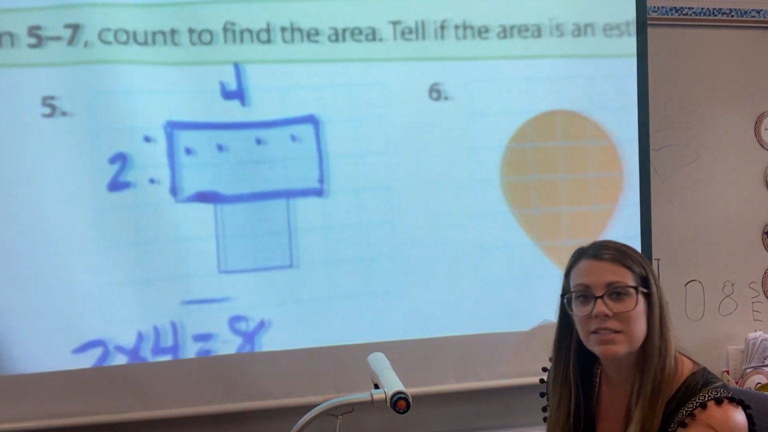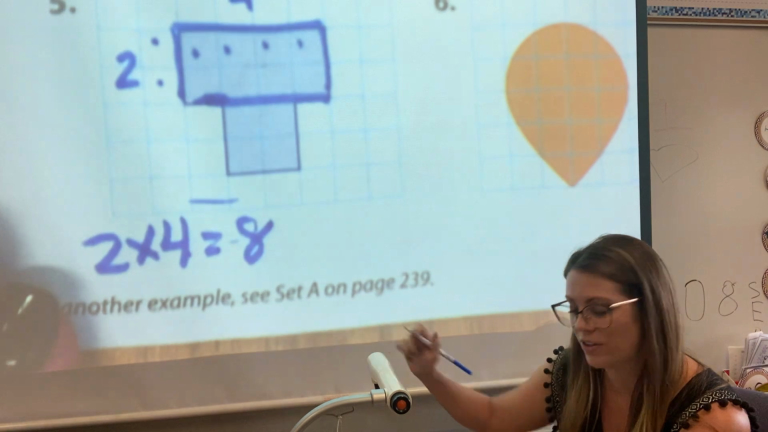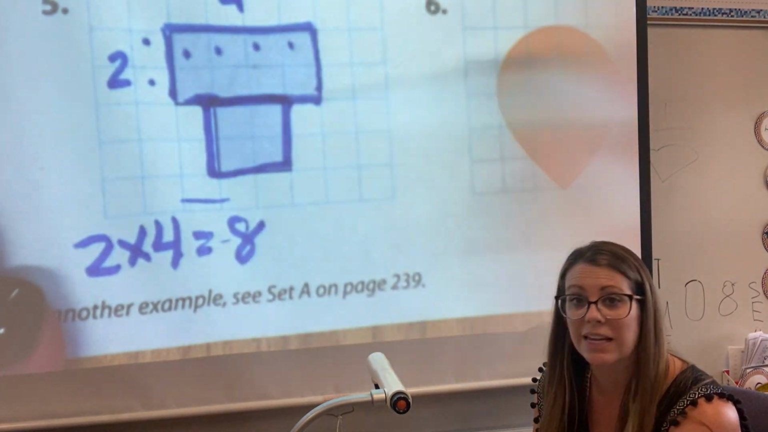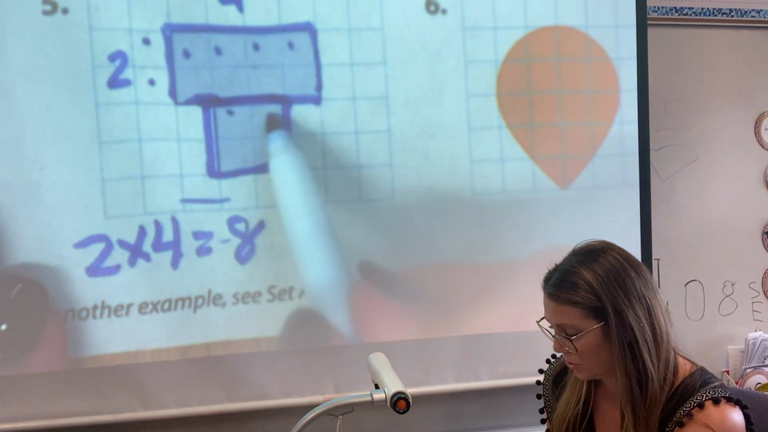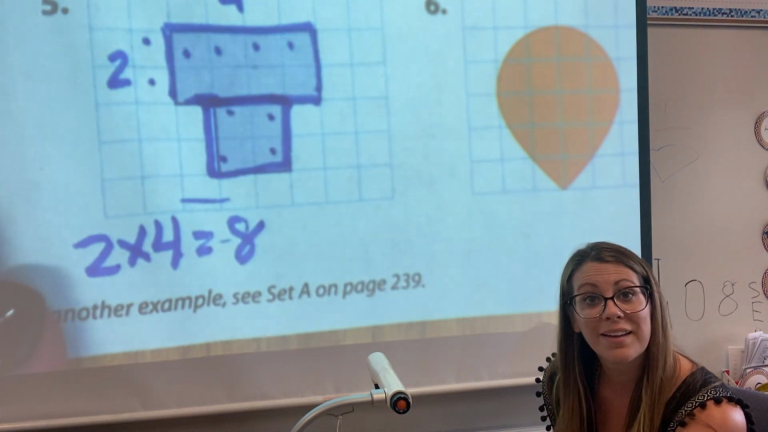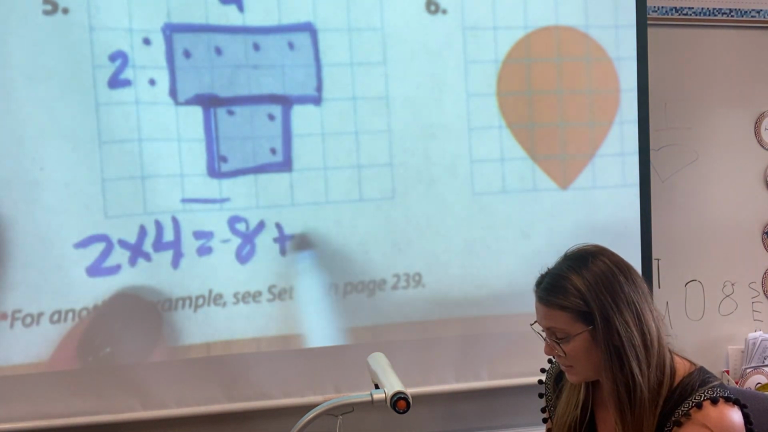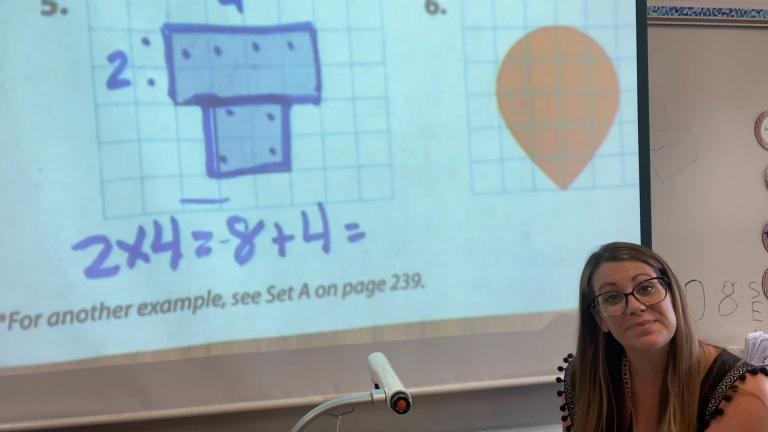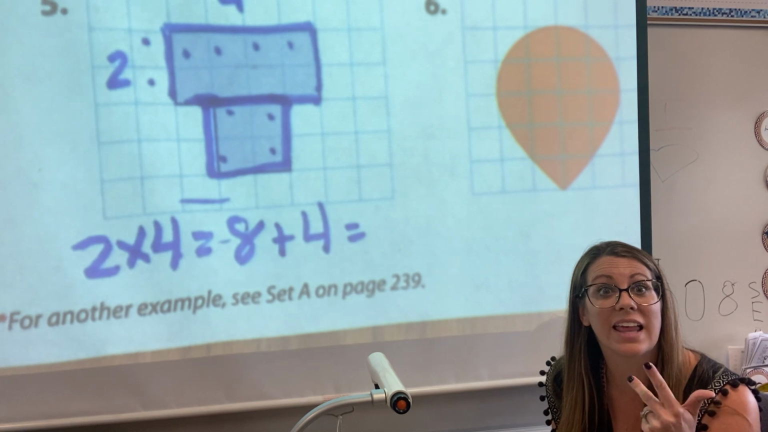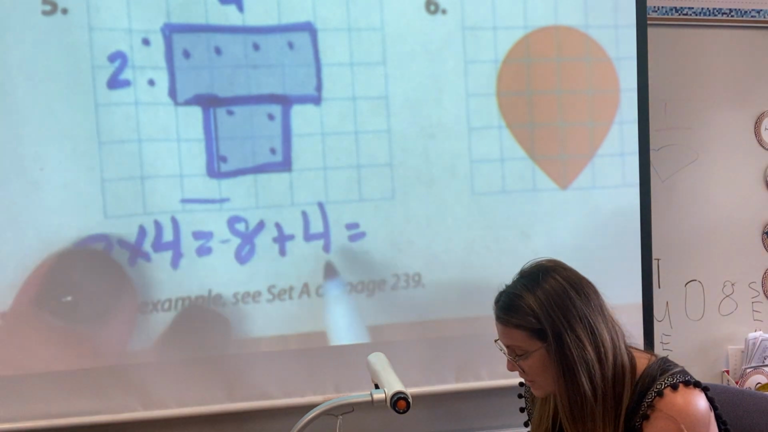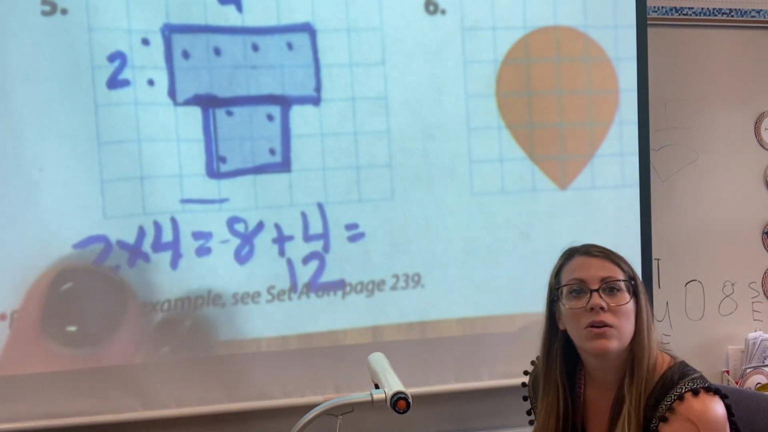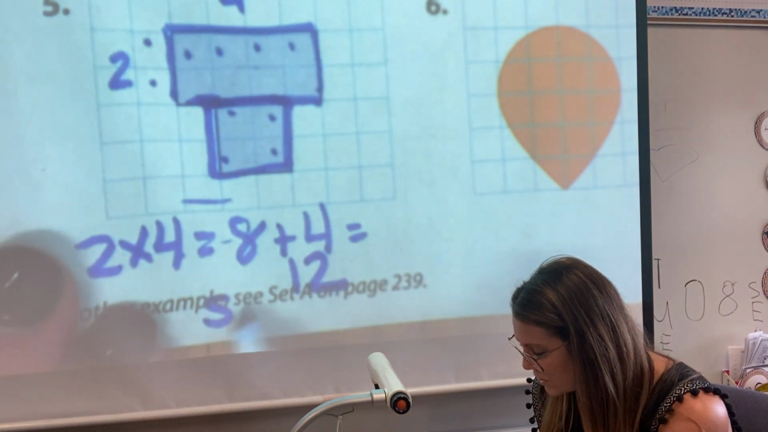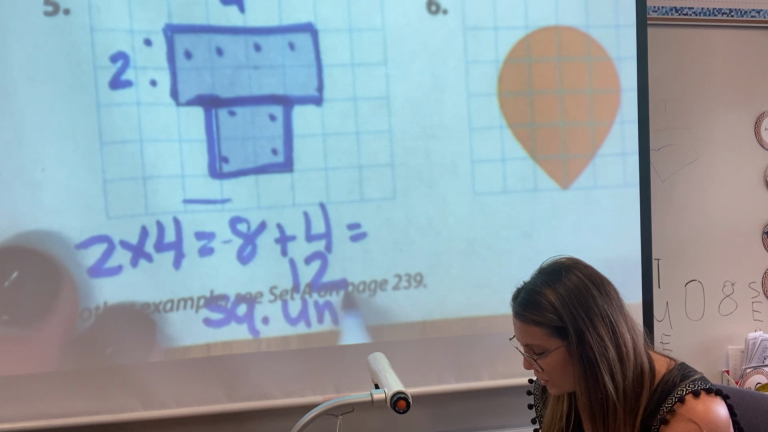2 times 4 is 8, right? And then I can look at this little square, and it's actually pretty easy just to count. 1, 2, 3, 4, right? So what's 8 plus 4? 8, 9, 10, 11, 12. It is 12, what, hot dogs? No, 12 square units.